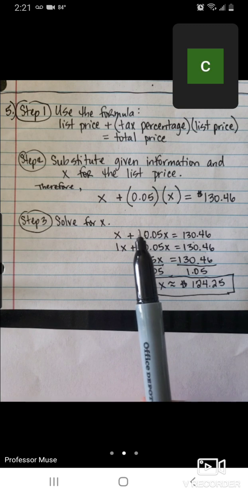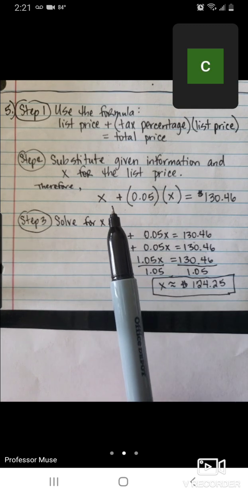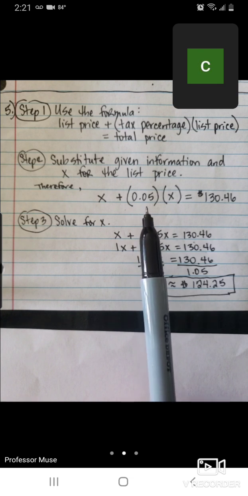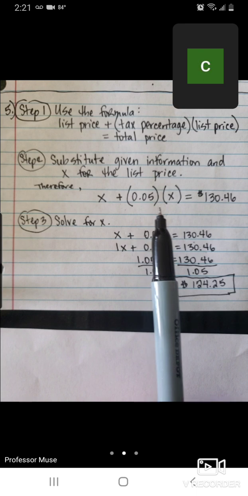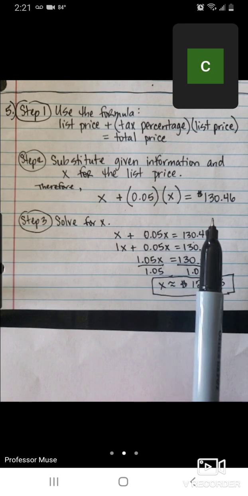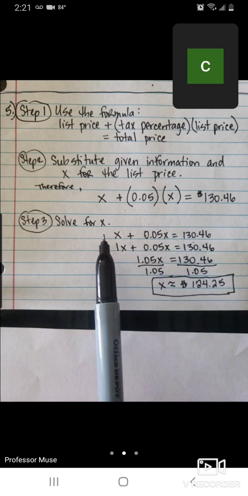Therefore, when you substitute everything into your equation, you're going to get X plus 0.05. Remember, that was the tax percentage. We change it to a decimal, times X equals the total price of the boots, $130.46. So to find the list price, we're going to solve for X.